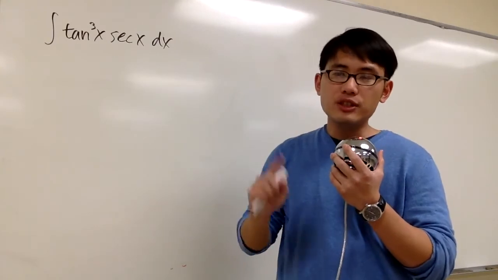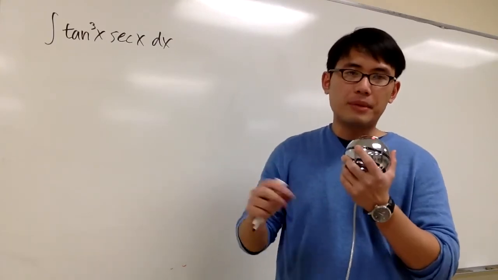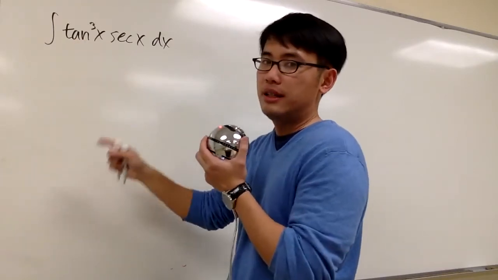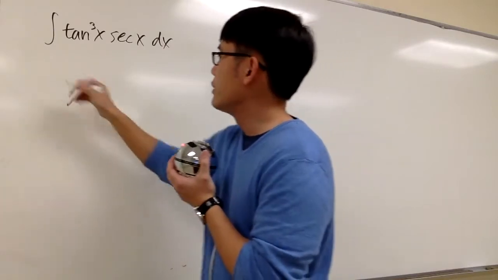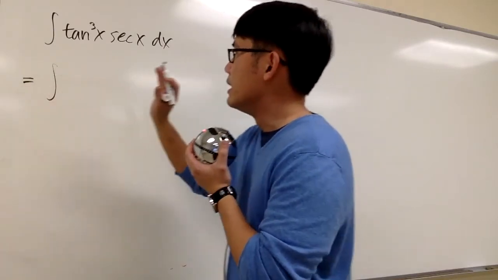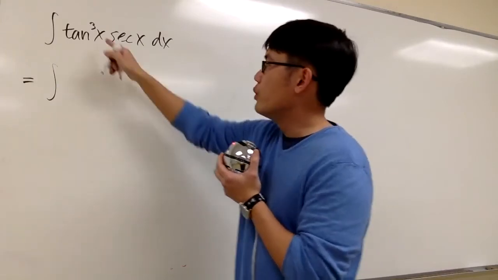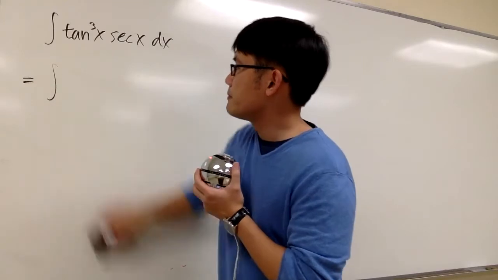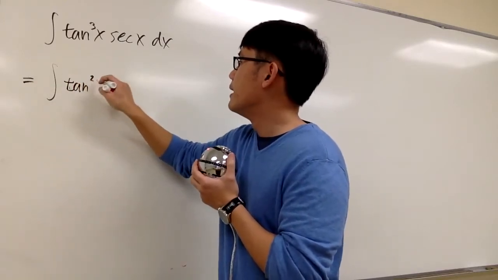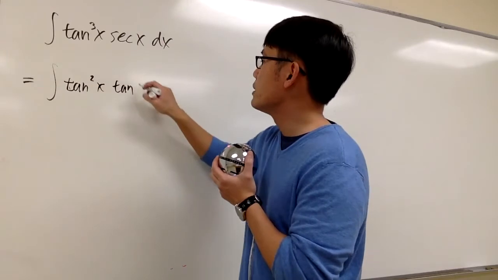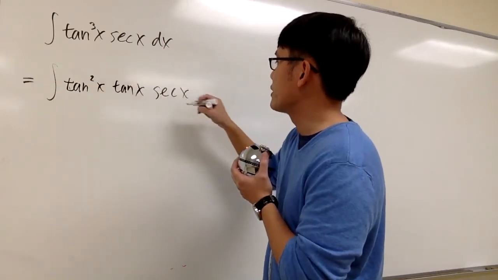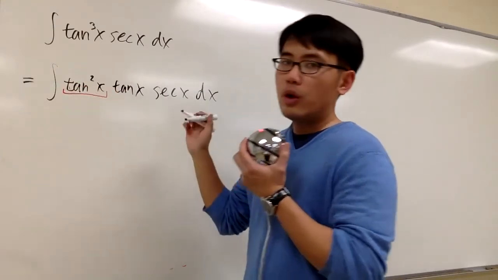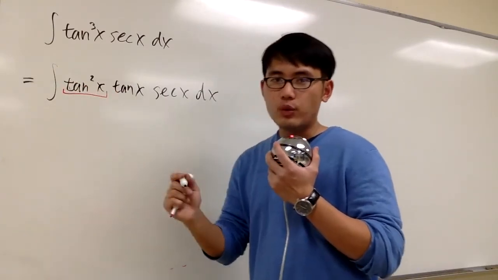We know that tangent squared can be changed into secant squared minus 1. So the first step will be, let's take a look at this and then break it apart into tangent squared times tangent, okay? We can only try to deal with tangent to an even power. Here we have tangent to the third power, so let's break it apart as tangent squared x times tangent to the first power x, and then we have the secant x right next to it, okay? And for the tangent squared x right here, tangent squared is the same as secant squared minus 1.